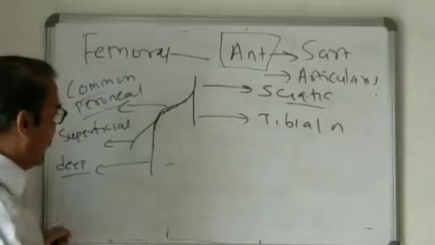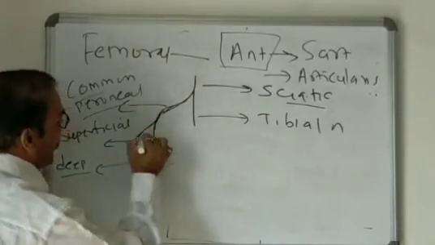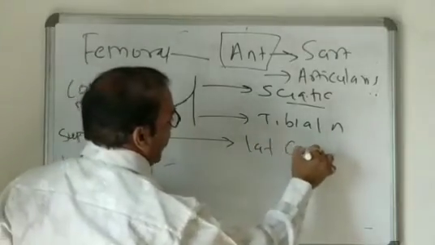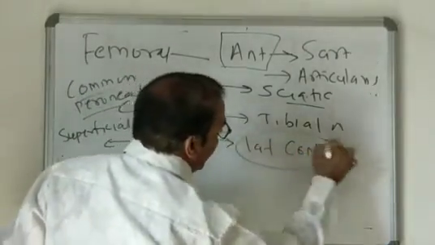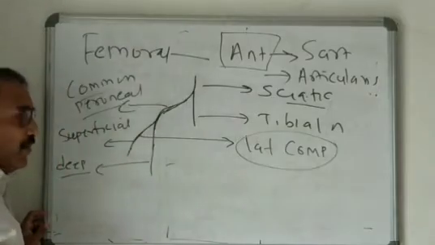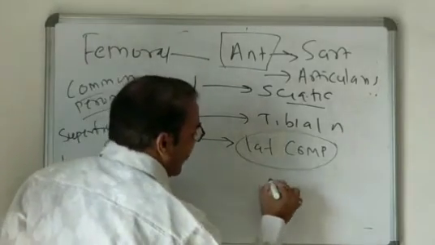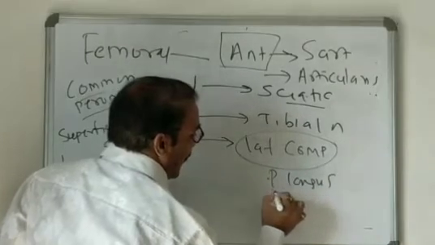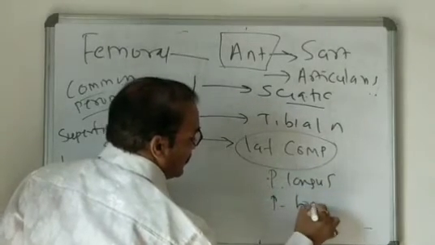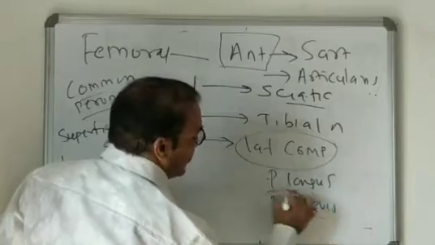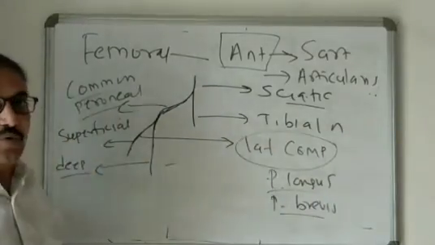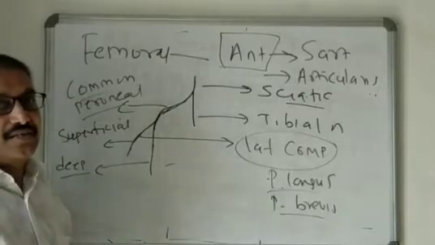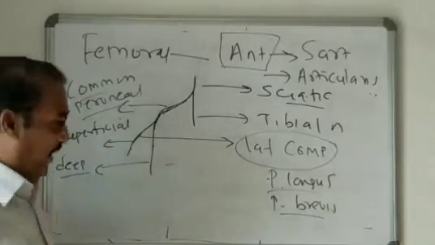Now, the superficial peroneal nerve supplies the muscles present in the lateral compartment of the leg. Which muscles come here? Only two muscles are present in the lateral compartment of the leg: peroneus longus and peroneus brevis. Remember, both muscles are supplied by the superficial peroneal nerve. After supplying these two muscles, it supplies the skin of the lower region of the leg.